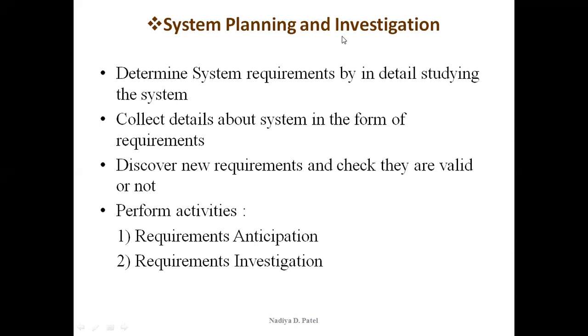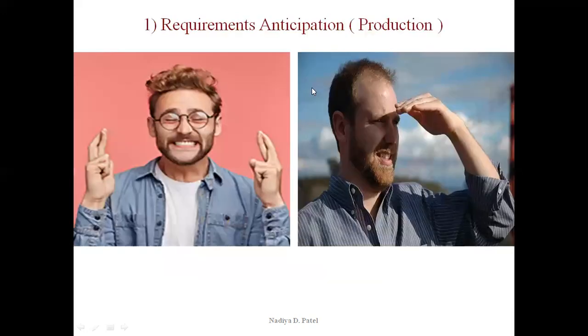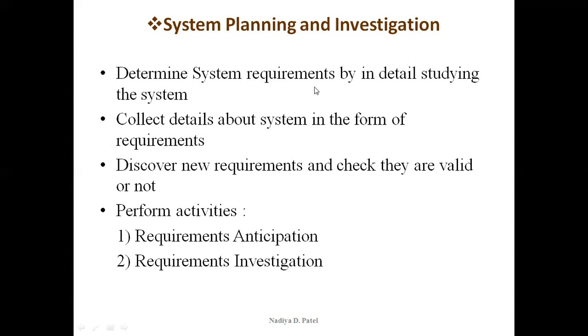So, the first thing which we are going to go through is system planning and investigation. Here, we are going to determine the system requirements by studying the system in detail. We are going to collect details about the system in the form of requirements. Do mark and observe that we are using the words in detail. We have gone through what models are and how the phases are. We are going to discuss the first two phases in detail.